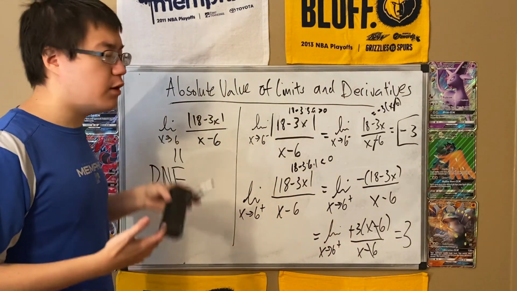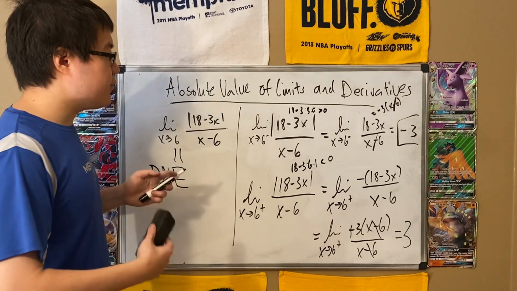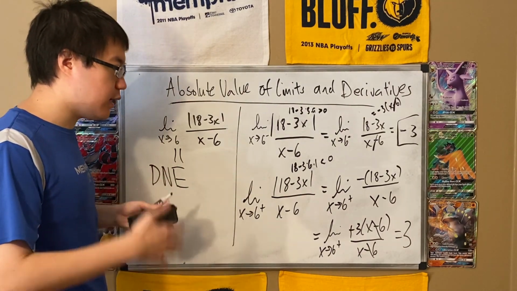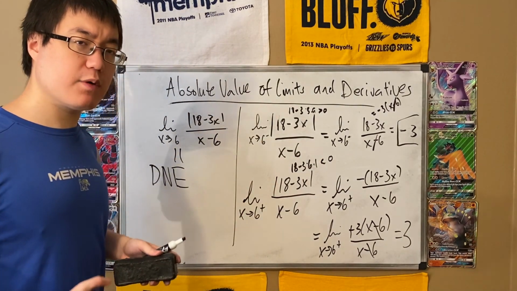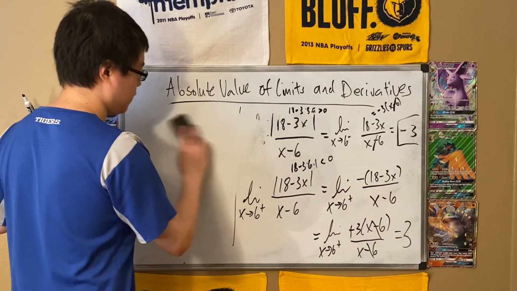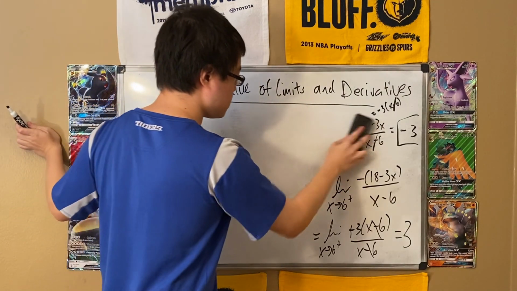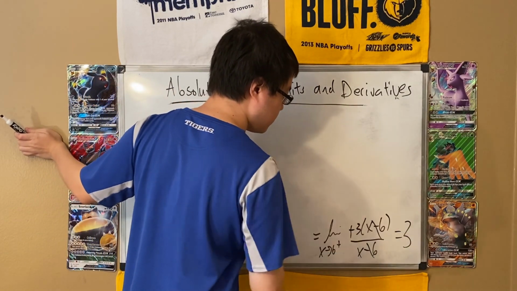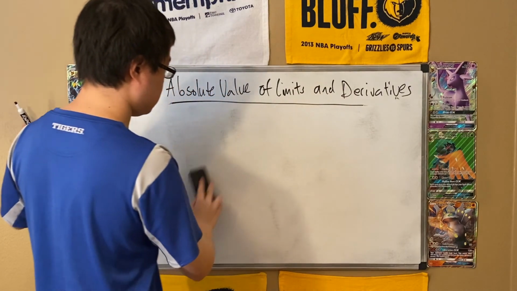So let's do maybe one more limit question, because I think we have a sense of how to do this. Again, the goal is always to get rid of absolute value bars. And then once we do that, we can talk a little bit about derivatives. So let's erase this real quick.